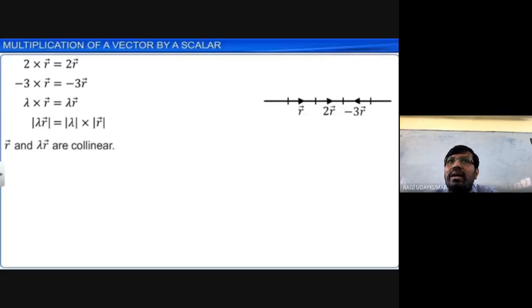And now here r bar and lambda r bar are collinear, actually parallel.